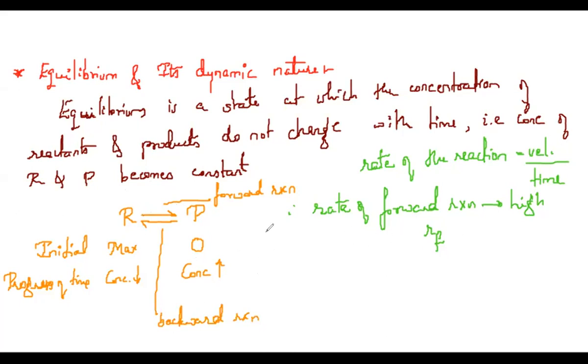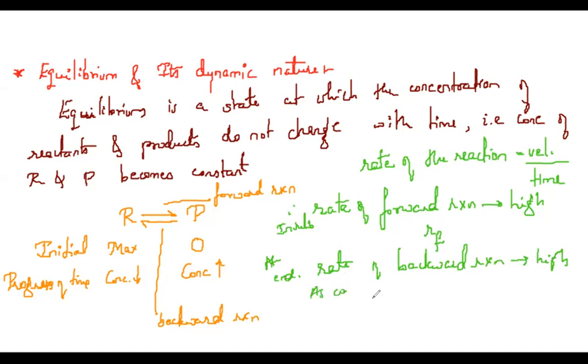So at the end of the reaction, what happens? The rate of backward reaction will be high at the end of the reaction, while the forward rate was high at the initial state. When all the reactant is almost converted into product, or as the concentration of product increases, the rate of backward reaction becomes high. So forward reaction is also occurring, backward reaction is also occurring.